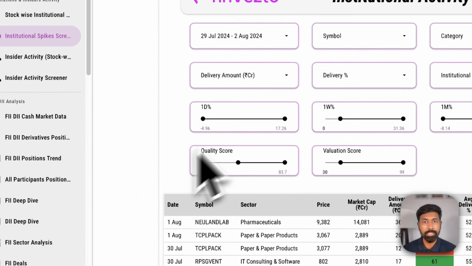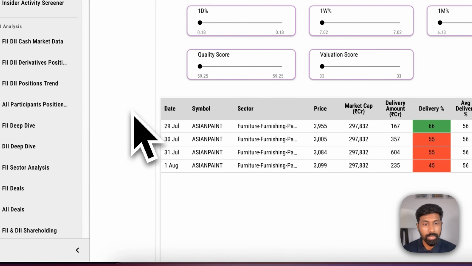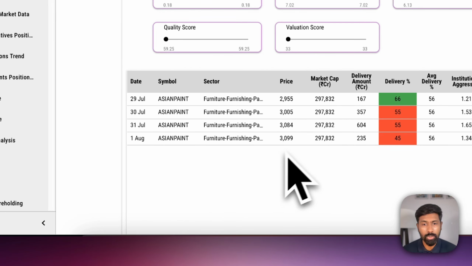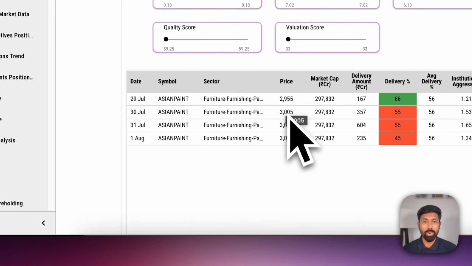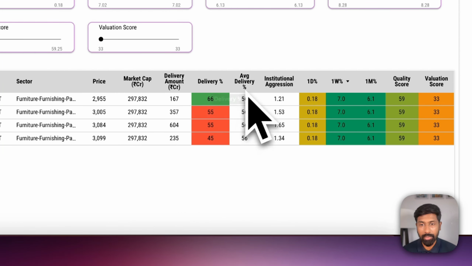Let me filter Asian Paint for you. Okay, so let us put Asian Paints here and let us see the list only for Asian Paints. So you see here Asian Paints price was 2,955 on 29 July. On 30th July it became 3,005. On 31st July it became 3,084 and on 1st August it closed at 3,099. On all 4 days it has increased. Delivery levels have been healthy because average delivery is around 56%. You can see that on 29 July delivery was 66%, 55, 55 and 45.